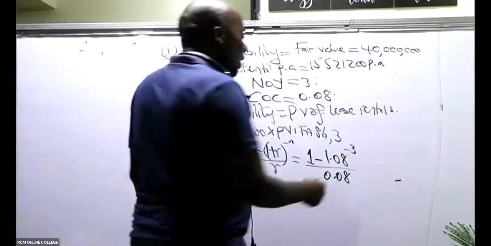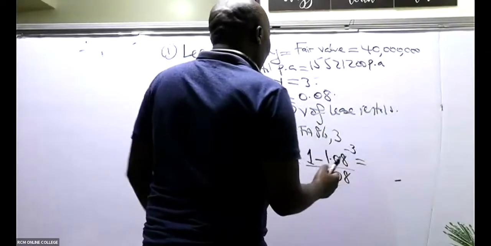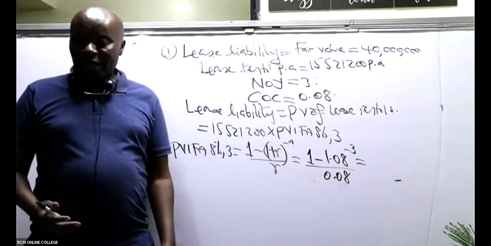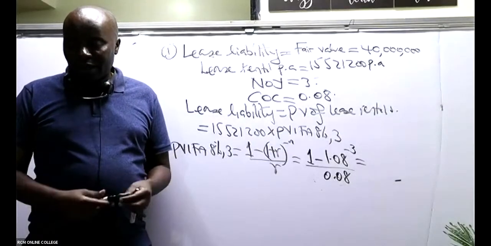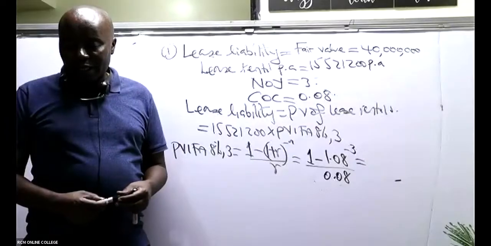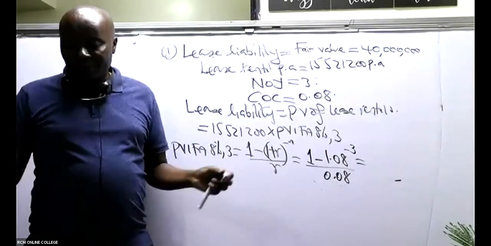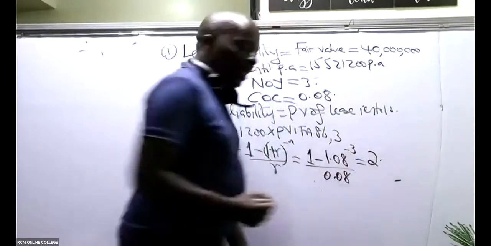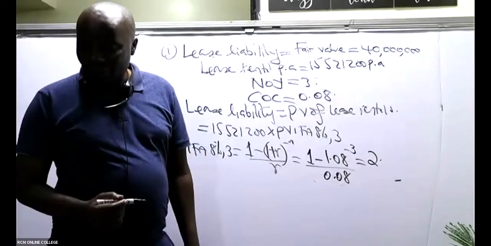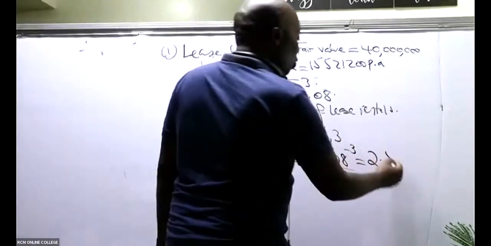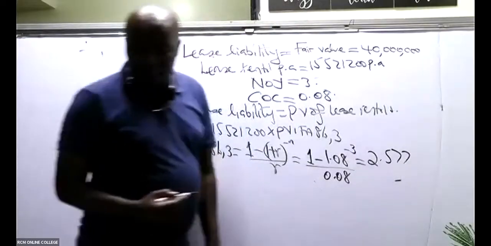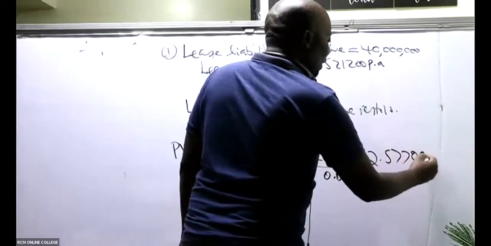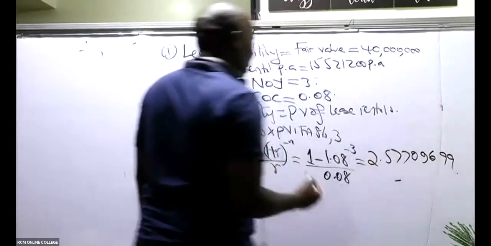Can you kindly try this time round to provide this figure in 8 decimal places? Let's try giving like 8 decimal places. So I know it is 2.5, 2.577, 2.5770, 0.9699. Just like that. Thank you so much.